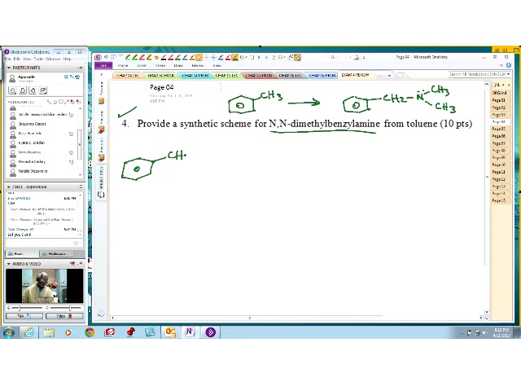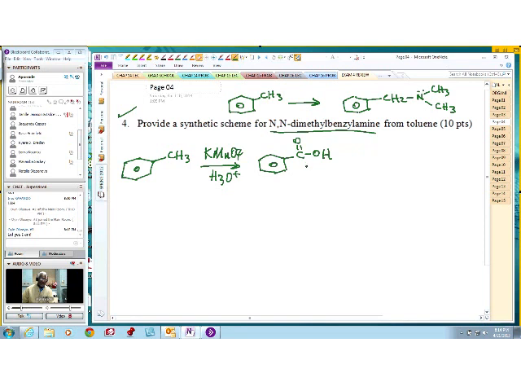We want to start with this here. Supposing we start with this toluene. We want to go to an amide, a tertiary amide, because we could make a tertiary amine from a tertiary amide. Therefore, we could oxidize this carbon here to benzoic acid. Folks, you need to know this reagent. That is most important.